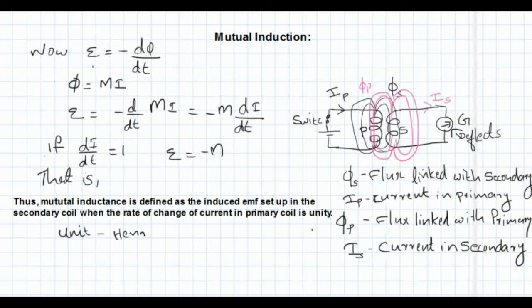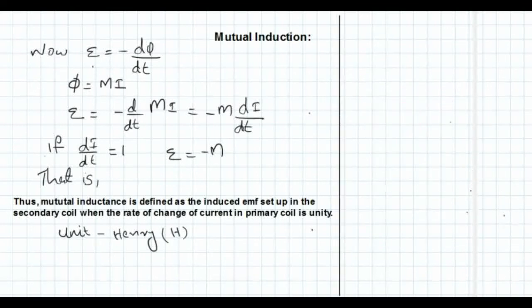Then again, what is the unit of inductance? We know it is Henry and the symbol is H. Now we may find an equation for this M. Previously we have defined an equation for L, the coefficient of self induction. Similarly, we can find an equation for M. So we have again phi is equal to NBA, and what is B? B is equal to mu 0 ni for a solenoid.